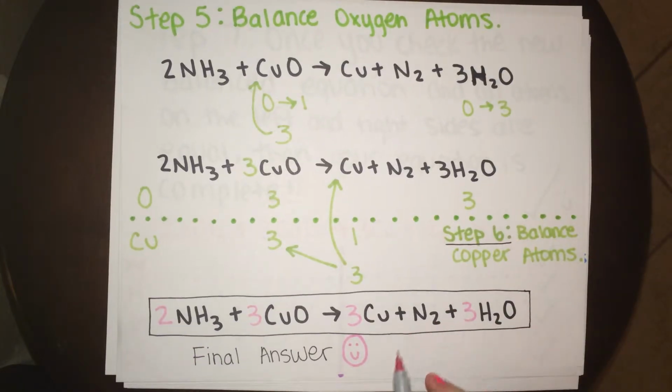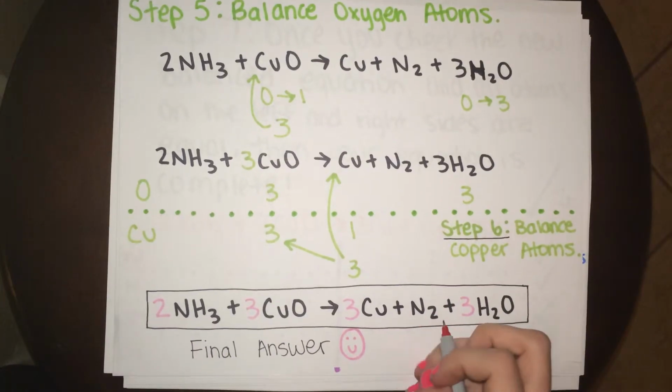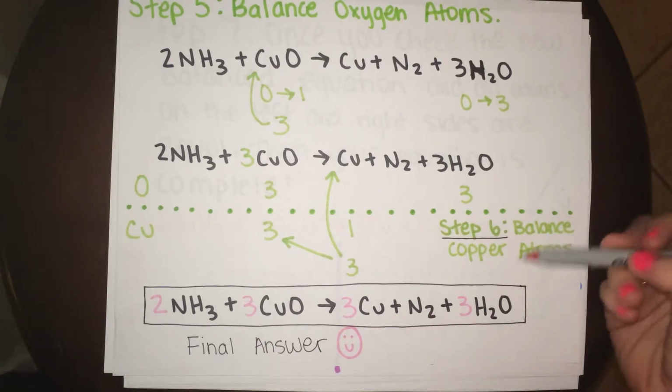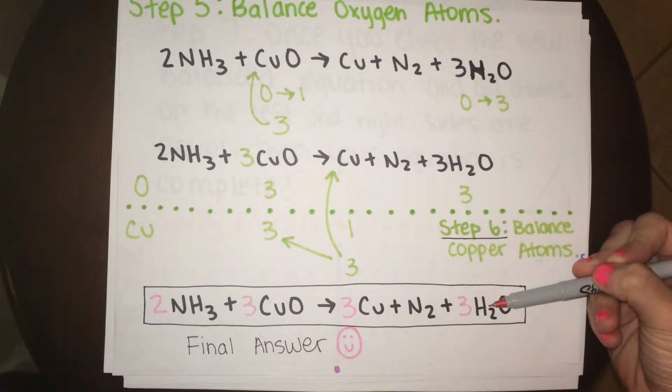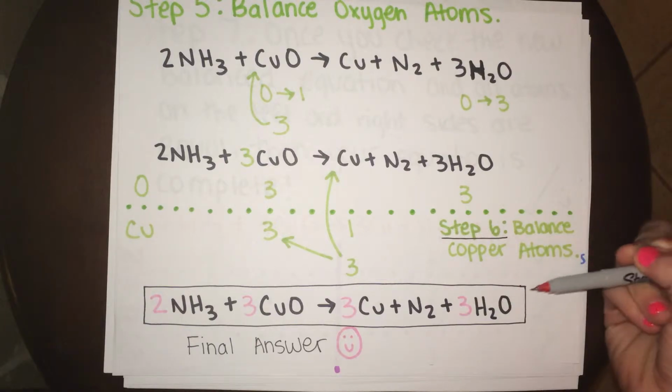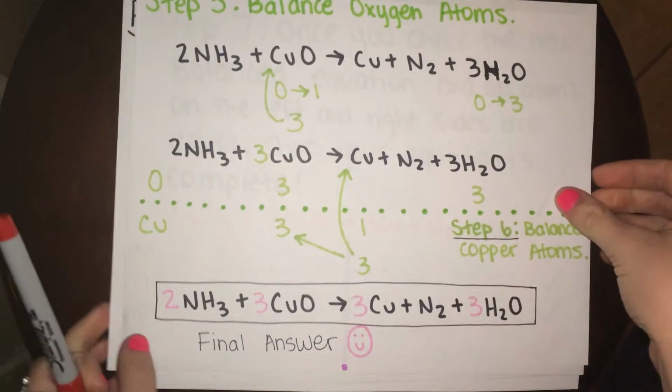There's the coefficient of 1, but you can't really say it's invisible. But anyway, 1 times 2 equals 2. And then there's the coefficient of 3 here. So there's 6 hydrogens because 3 times 2 equals 6. And then there's 3 oxygens. So that is your final answer.